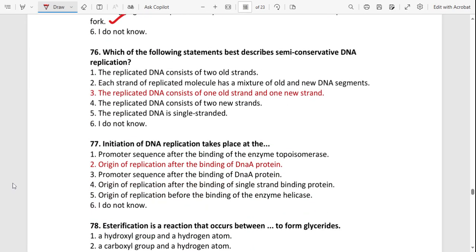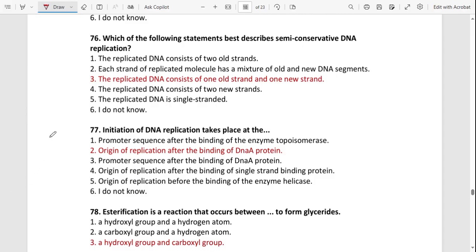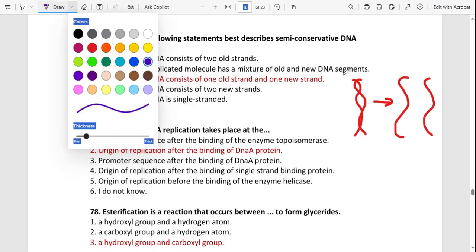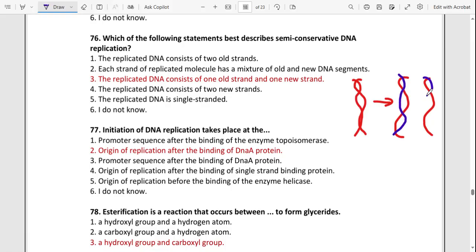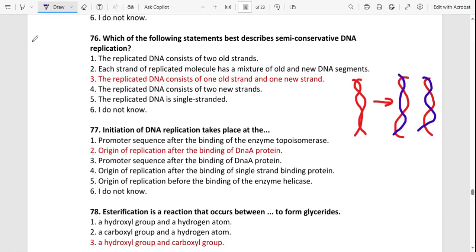76. Which of the following statements best describes semi-conservative replication of DNA? The replicated DNA consists of two old strands. That's false, right? If you take this as the strand you started with, after replication happens, they will split like this. Can you see that you have one old strand and one new strand? So this is not correct. Each strand of the replicated molecule is a mixture of old and new DNA segments.